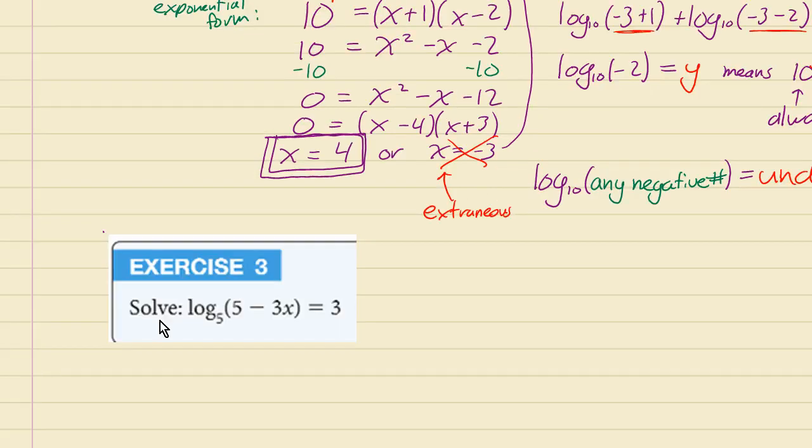All right, here's one for you to try. Same idea as the two exercises I did. First convert it into an exponential equation, and then try to solve that equation from there.